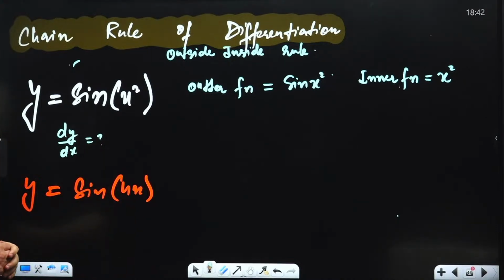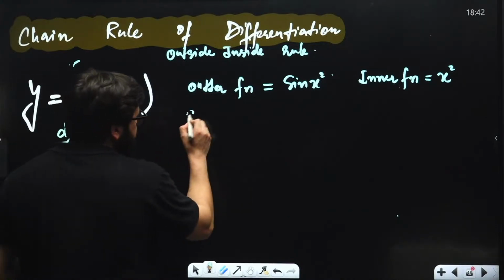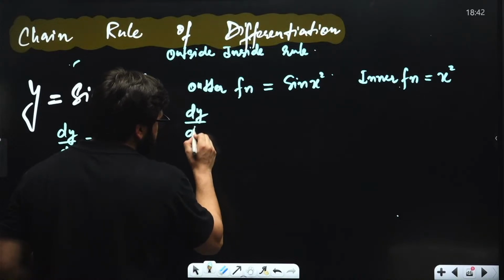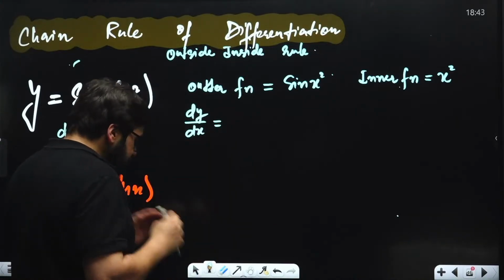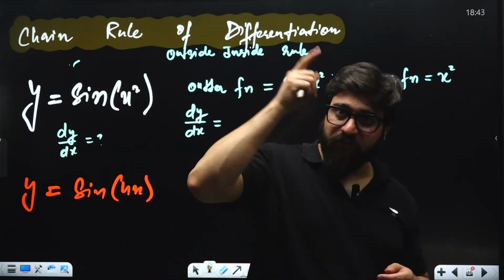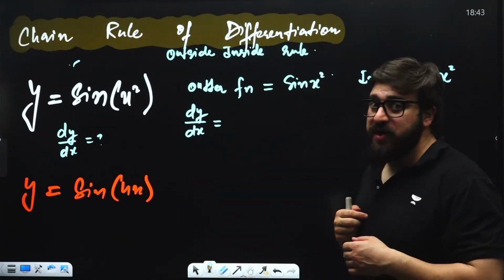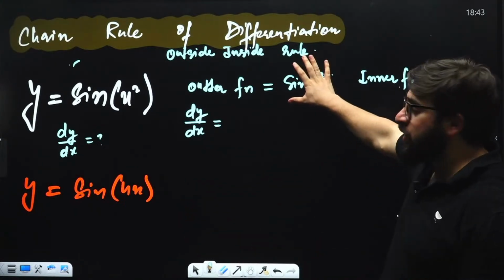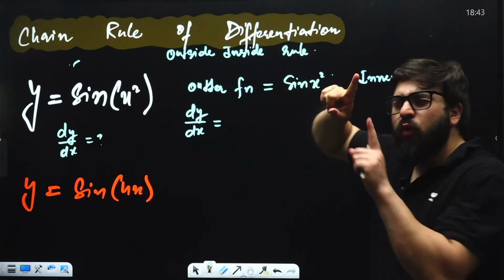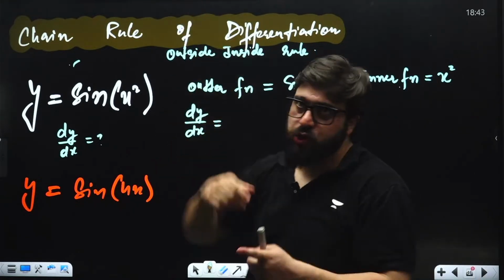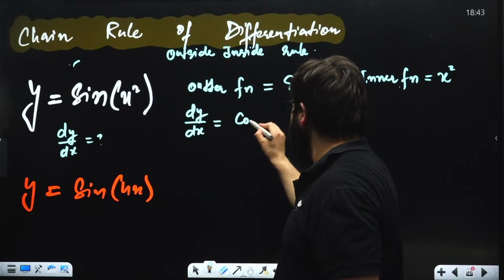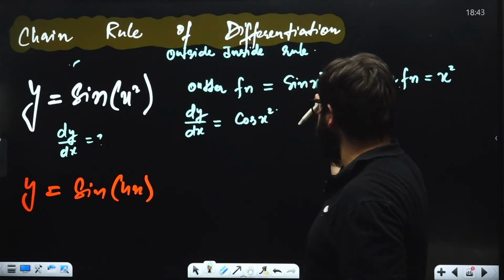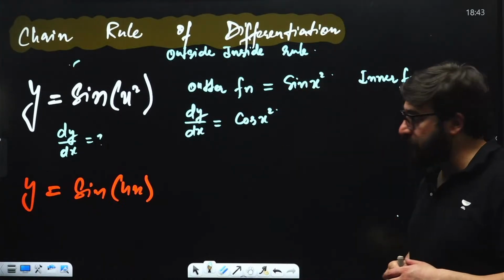Now guys, see, how do we find the differentiation dy divided by dx? It says differentiation of outer function. Sir, what is the differentiation of outer function? Sine of x square. What is the differentiation of sine x? It is cos x. So it is cos of x square. If it is x square over here, we'll write cos of x square.